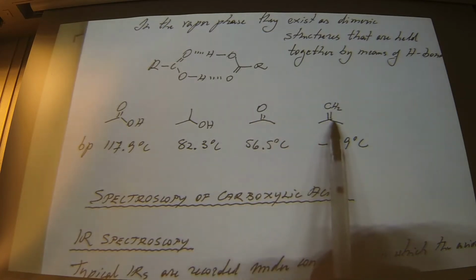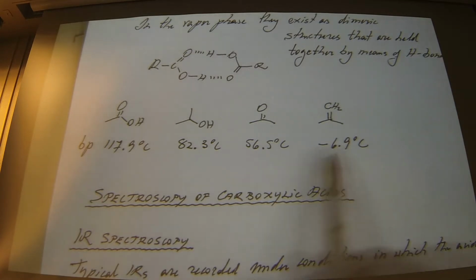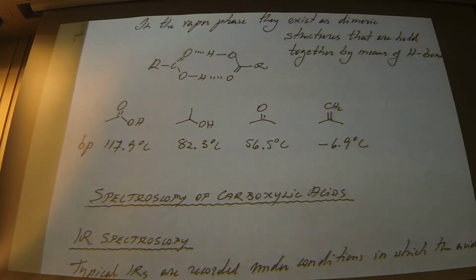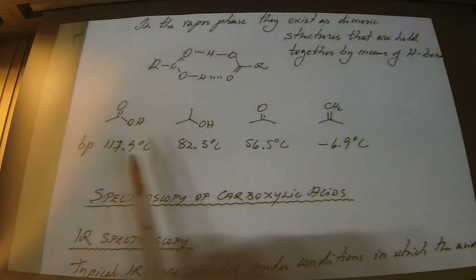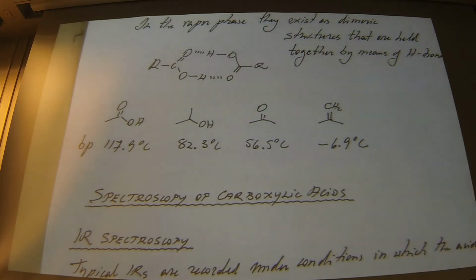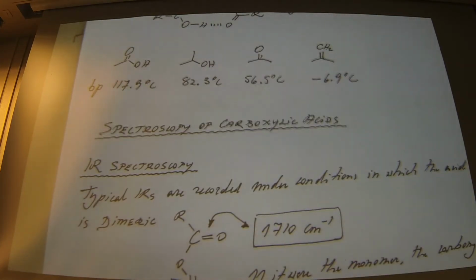And then once I end up with isobutylene, this is really low boiling because there's no polar bond and there's no hydrogen bonding, and so that stuff's really volatile. Okay, so this trend is what you would expect, I think, based on all of our discussions.